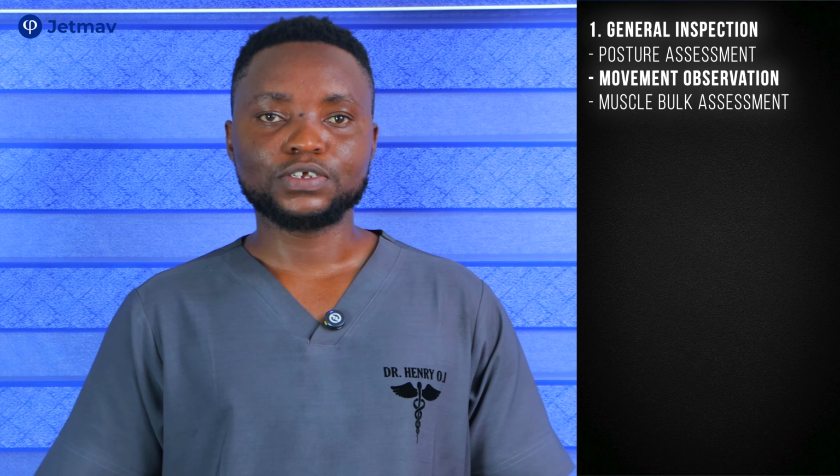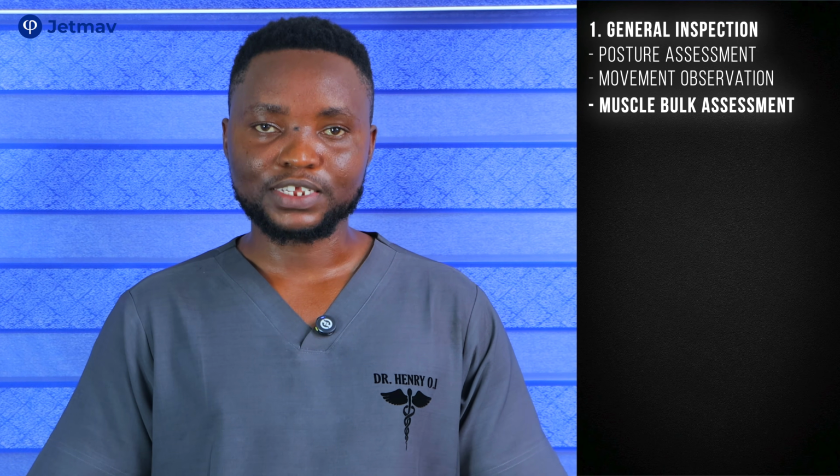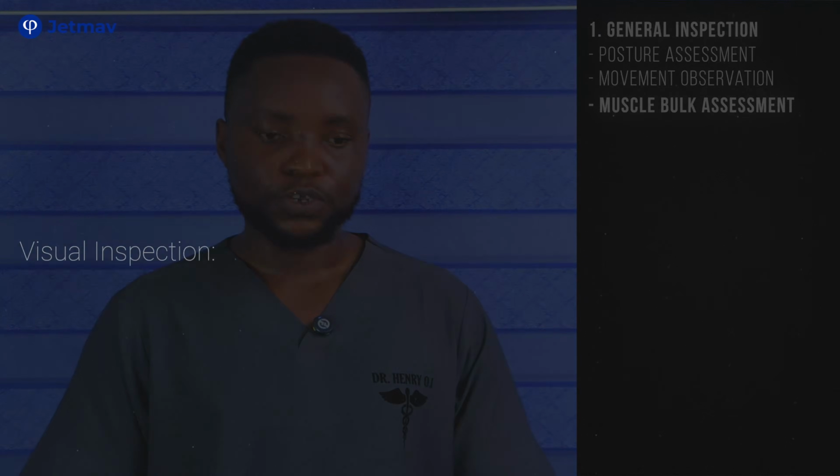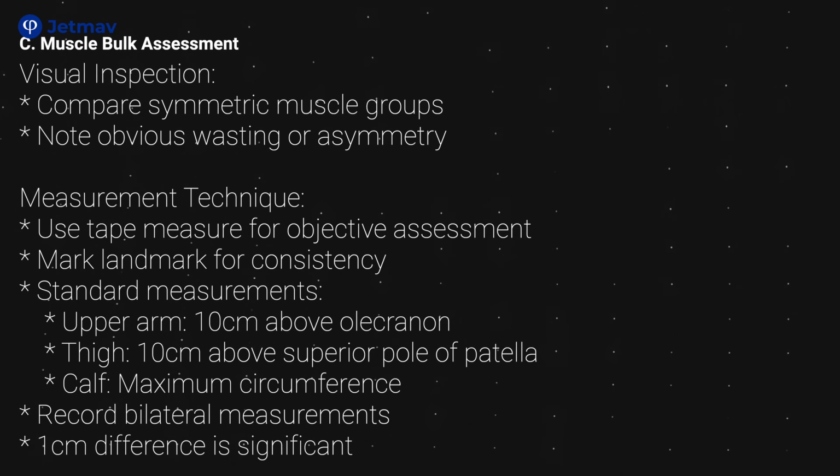Okay. Then you also check out for the muscle bulk. That is the third component of inspection. Check out for muscle bulk, where you visually inspect the muscle to check if there is wasting or if there's any asymmetry. Now, if you notice any asymmetry, you can use your tape to measure, get a landmark, then measure to check if there's any asymmetry in the muscles. A difference of 1 cm actually is significant, and you have to report that. Okay, so in taking the bulk, you inspect visually, then use your tape to measure.